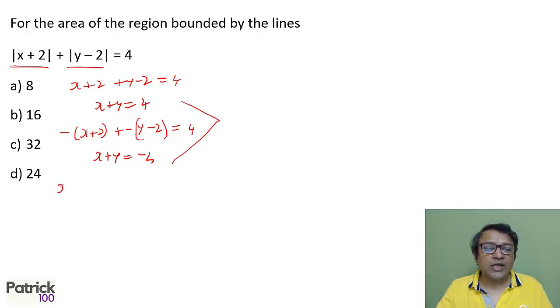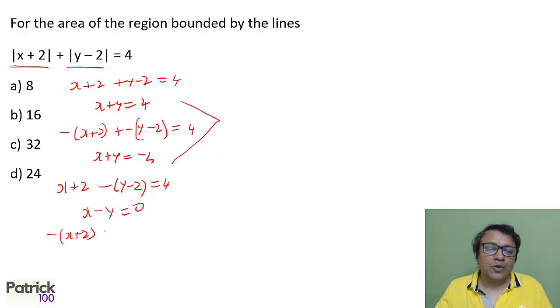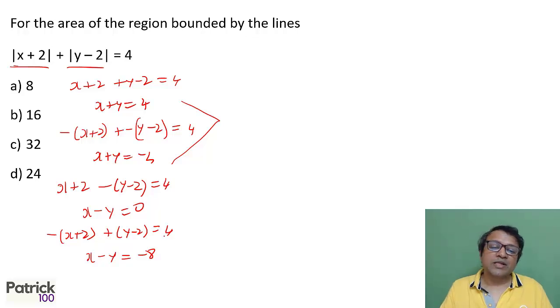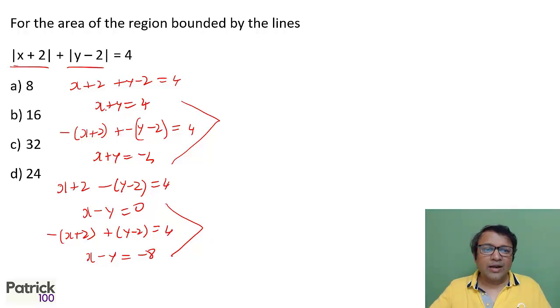Now let's take first positive, second negative. x plus 2 is positive, but y minus 2 is negative. Here you will get x minus y is equal to 0. Reverse, x negative, y positive. You will get minus x plus y equal to 8. So x minus y is minus 8. Again, these two are parallel. These are 45-degree angle lines. x plus y has slope minus 1, the 45-degree line. These are also 45-degree lines.